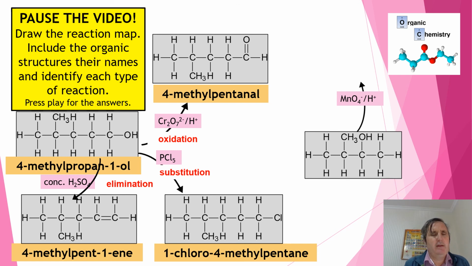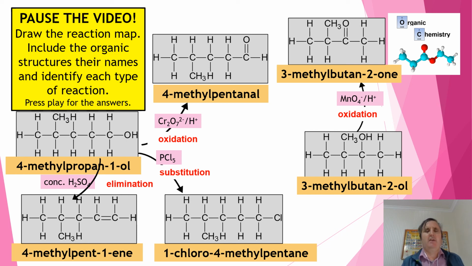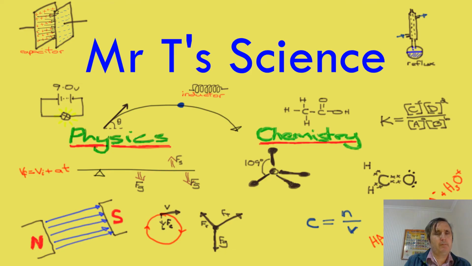And then we had the substitution reaction here by adding PCl5. The chlorine is substituting the OH there. And the last one here is we're oxidizing the secondary alcohol, and we produce this ketone. And so those are the answers to these 4 reactions. How did you go with that?